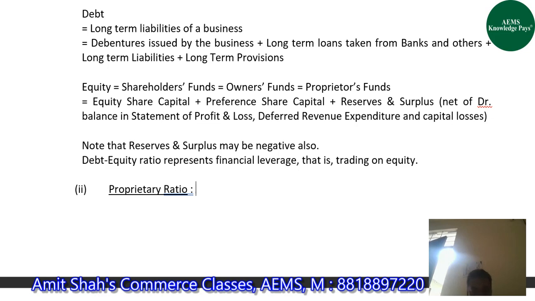After this, our next ratio is proprietary ratio. So proprietary ratio, guys, tells us the contribution of owners in total assets of the business. You must understand that total assets of a business are not just financed by owners. They are also financed by outsiders, external parties, that is lenders and creditors, because they also put in their stake in a business by providing funds and goods and services on credit to the business.